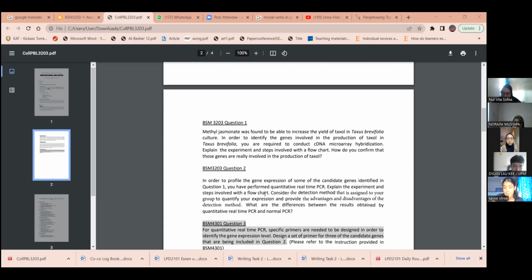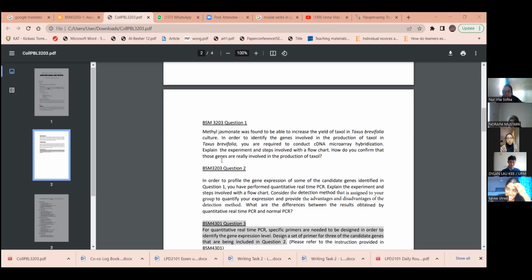Maybe for question 2, since there are 4 people, I was thinking you can segregate it so someone explains the experiment in steps, someone constructs the flowchart, someone does advantages and disadvantages, someone does the difference between the results. So at least the burden is not on all 4 of y'all to finish the whole question. Good idea, Kavi. And Ilya, you may go.